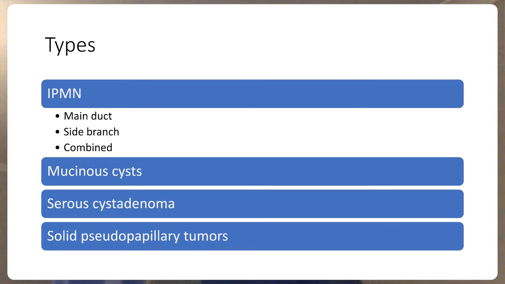So the IPMN is one of a major group of cystic lesions of the pancreas, and amongst the neoplastic cystic lesions, it is the majority. All the others are relatively rare.